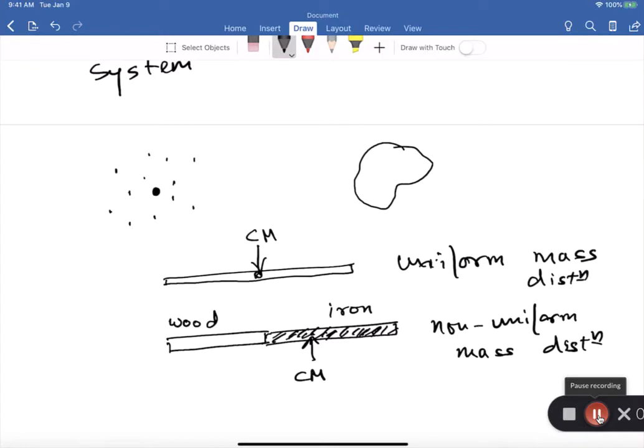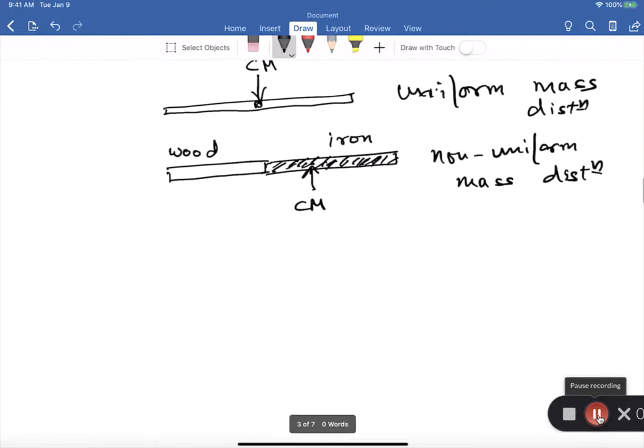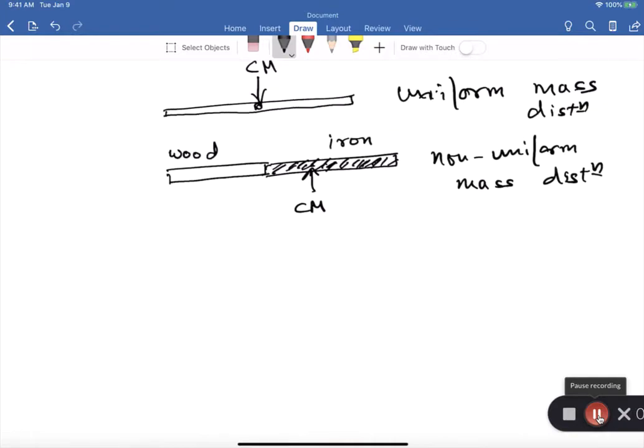It will be shifted closer to the heavier part of the object, right? Wherever you have more mass. Okay, so that should be pretty intuitive. Now, the center of mass of an object can very well lie at a place where there is no mass.